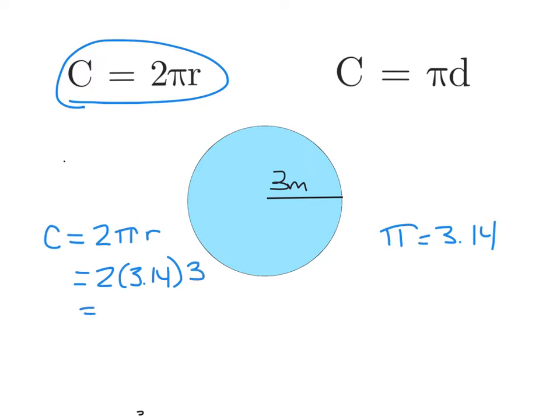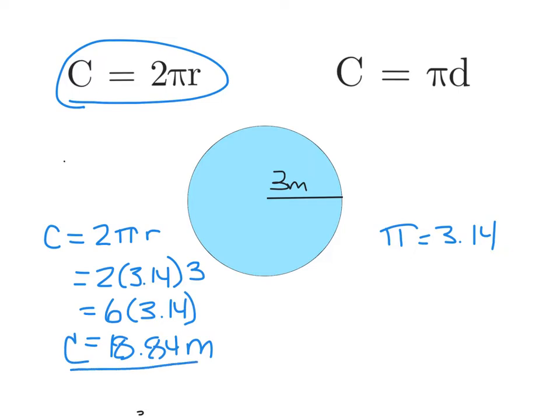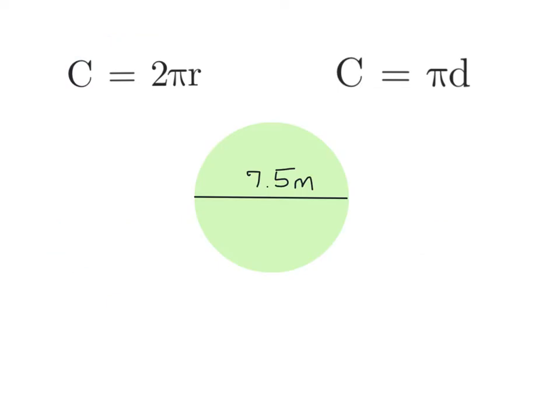And to make this a little easier problem, I'm going to use the commutative property of multiplication. I'm going to multiply 2 times 3 just to make this a simpler problem, putting it into my calculator. So 6 times 3.14. And when I do that math out, I get 18.84, and my units of measure would be meters. So my circumference is 18.84 meters.